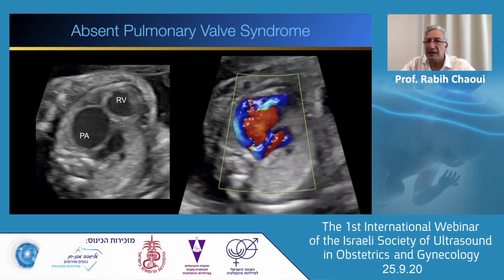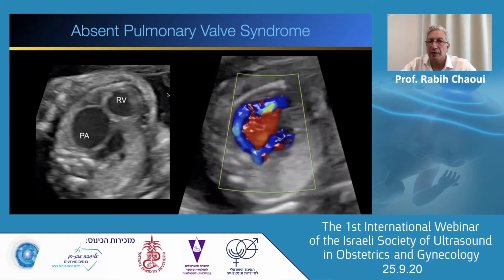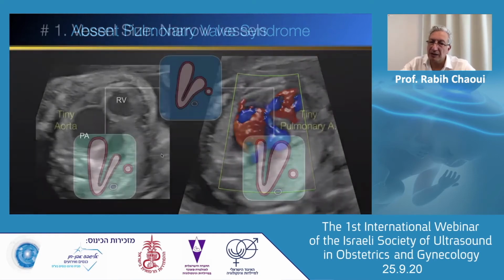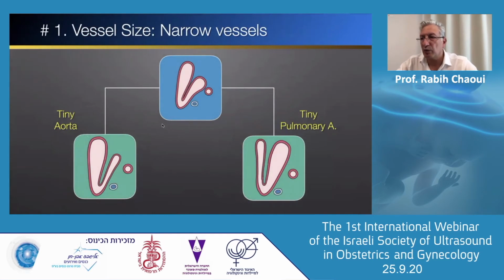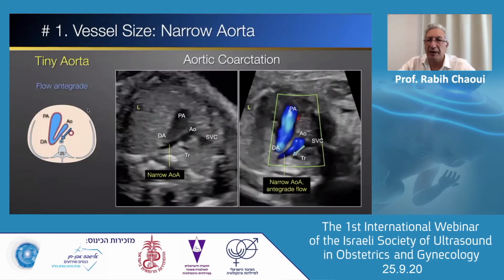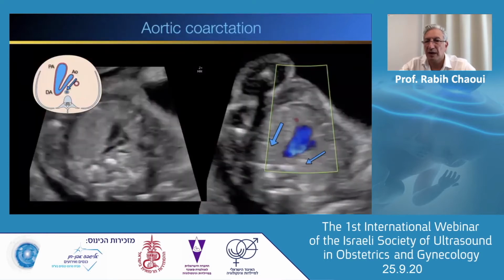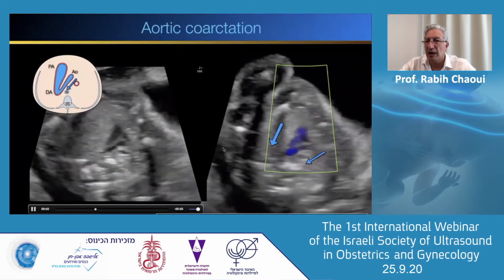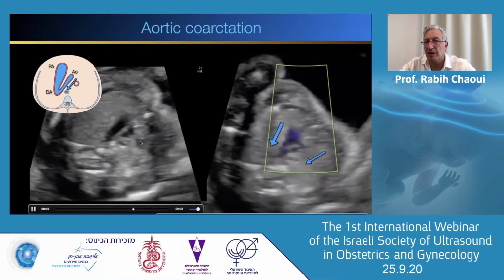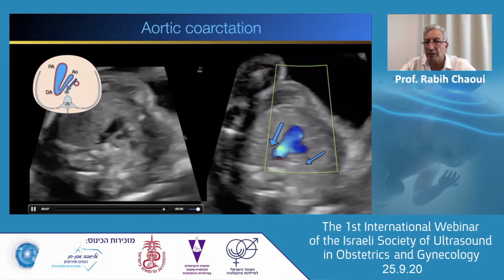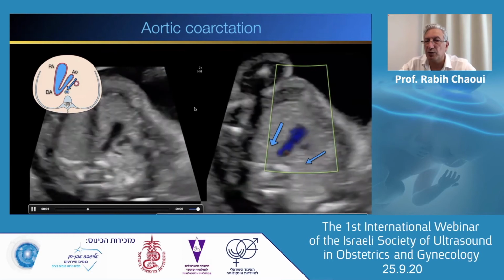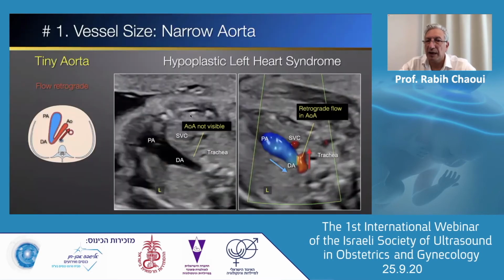Now, the vessels can be not dilated, can be narrow. The narrowing can be either on the aorta or on the pulmonary artery. Let's start with the aorta. The aorta can be narrow, showing an antegrade flow, and this is typically found in aortic coarctation, independent of what is occurring at the level of the four-chamber view. See here an example on 2D and on color Doppler showing you the narrow pulmonary arch, the narrow aortic arch with the antegrade perfusion. It can be also narrowing with a reverse flow.